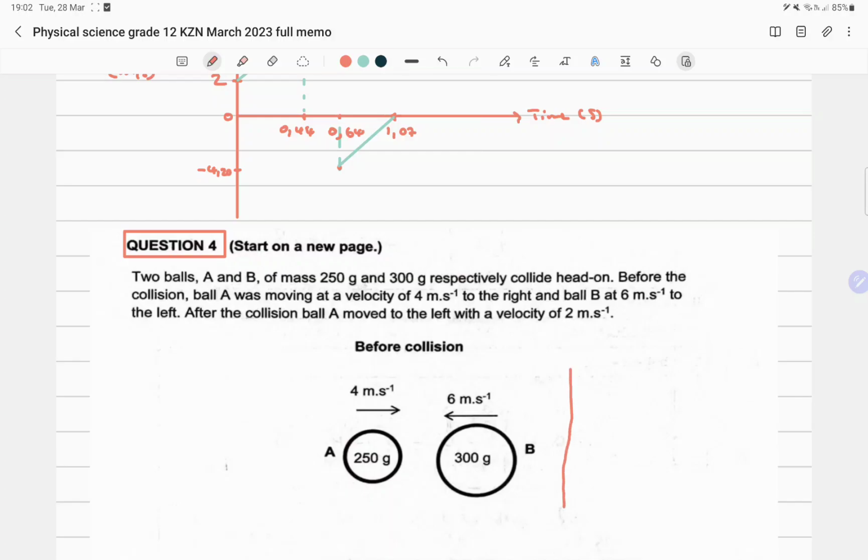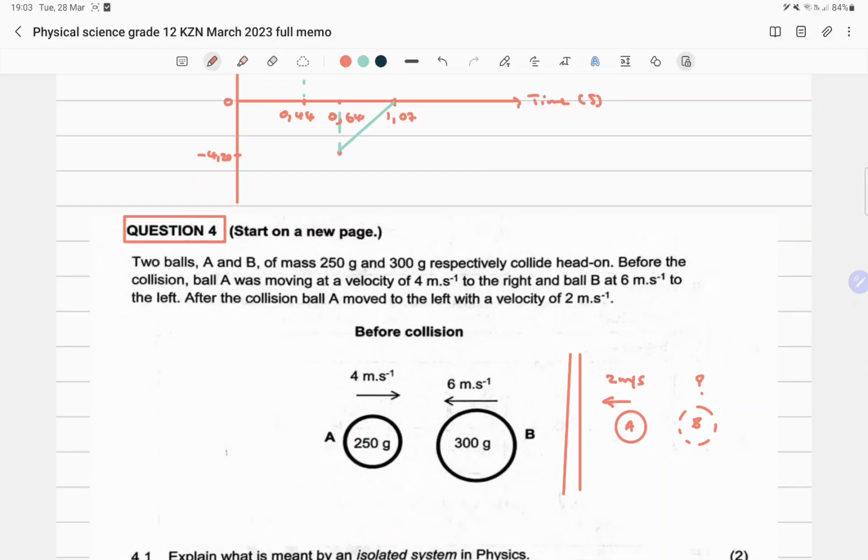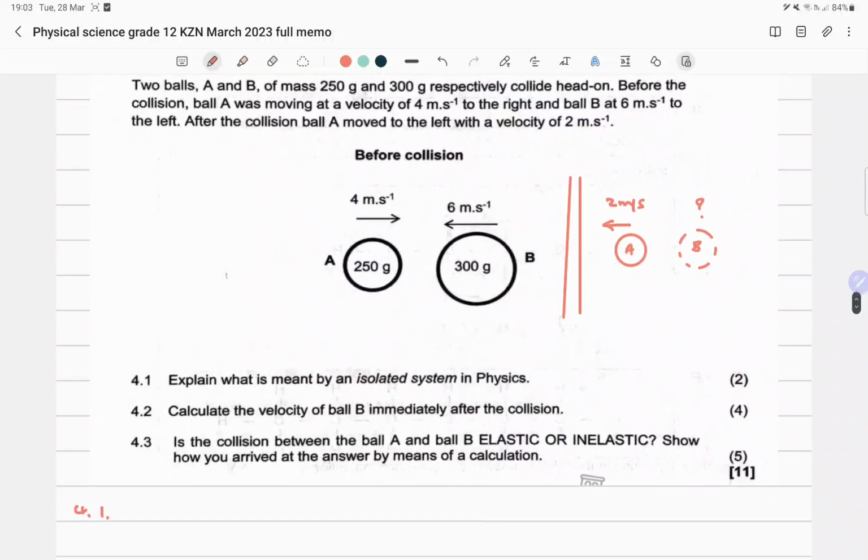So this means after these two collided, ball A was moving in that direction now at 2 meters per second. Then we want to know what ball B is doing. It was slightly bigger. So ball B is an unknown. We don't know what it is actually doing, and we don't know in which direction it is moving. Great, let's move on.